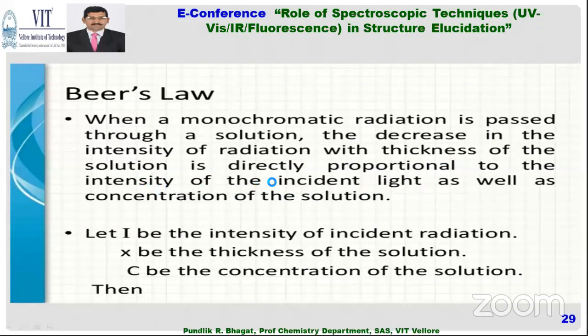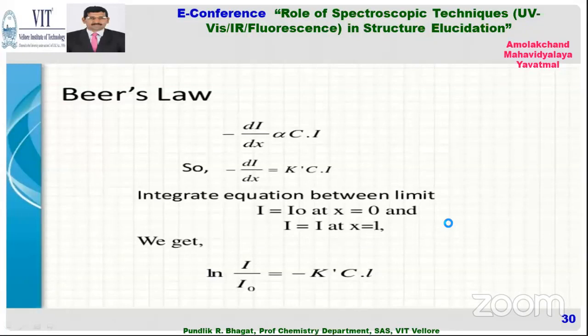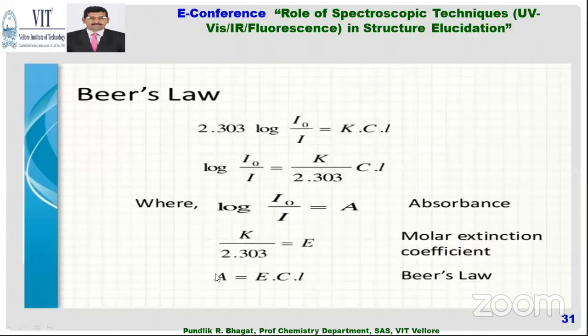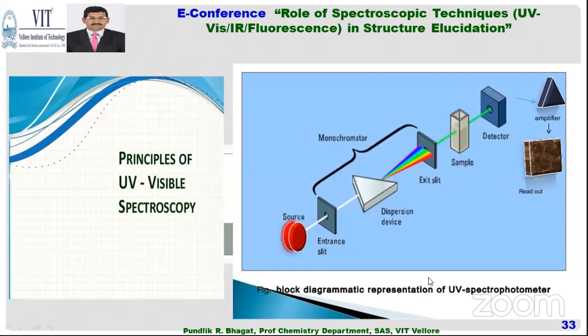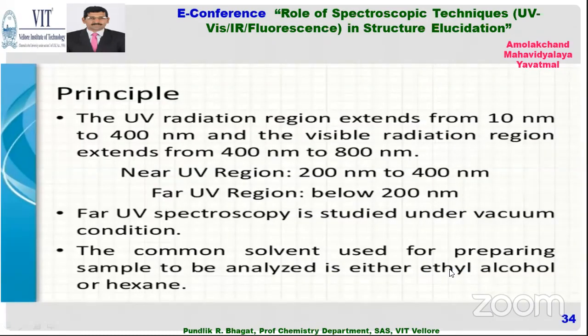So the decrease in intensity depends on the concentration as well as the incident light radiation. So here the equation has come up that the absorption is equal to E into C into L, where L is the path length of the cell which we are using, C is the concentration, and E is the extinction coefficient. So this is how Lambert and Beer is given. So this is the instrumentation part, which is used for detection of the spectra, I will skip.